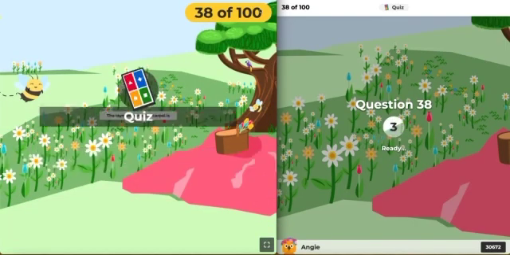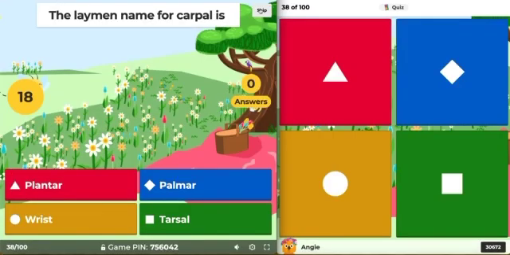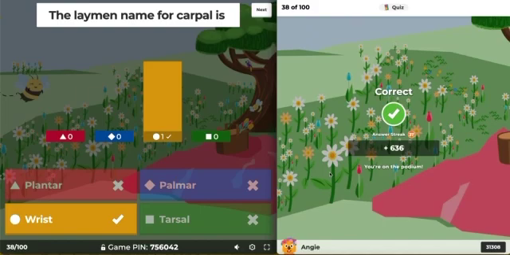Next question. The layman name for the carpal is. In layman terms, which just means in terms you would use talking to individuals and not exactly anatomical terminology, it's going to be your wrist, because I associate carpal with carpal tunnel. So your wrist.